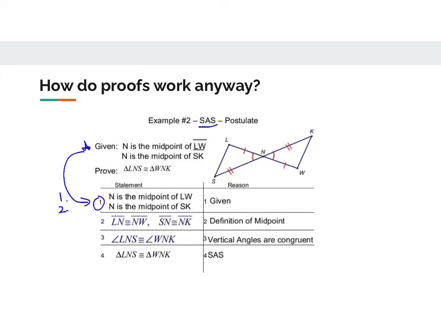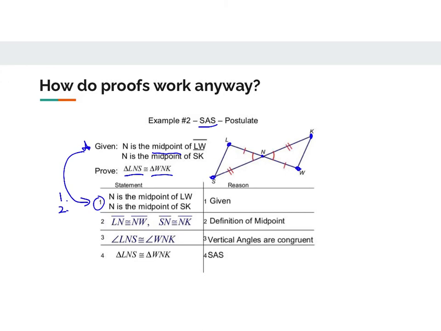They say N is the midpoint of LW. So N is the midpoint. N is also the midpoint of SK. So then you're trying to prove that the triangles are congruent. That seems workable. So let's look at what our statements are. What does it literally mean to be a midpoint? A midpoint means that you're exactly in the middle.